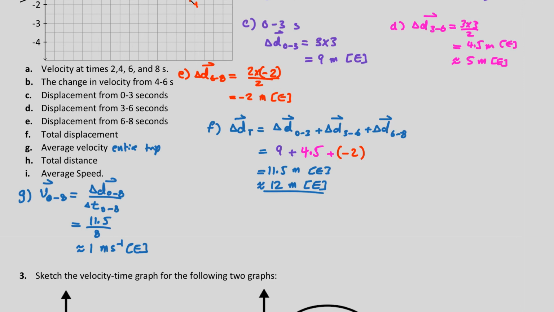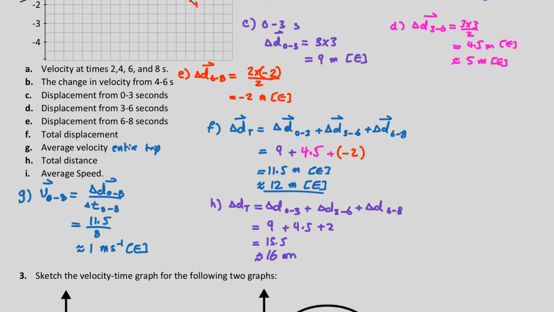Now, to find the total distance, that's h, let's use a different color. For the total distance, I will do the exact same thing as I did before, except I will add the distances and not the displacement, so I don't put the arrow anymore. The distance between 0 and 3 was 9, and then I had 4.5, and then I had plus 2. When I add all of them up, I will get 15.5, or rounded up to 16 meters. No longer need a direction for this, so it's just 16 meters.